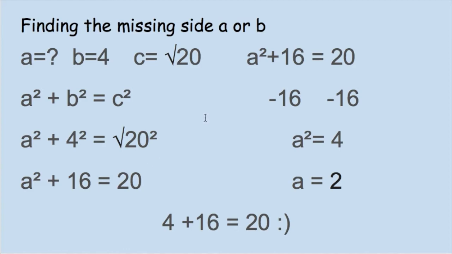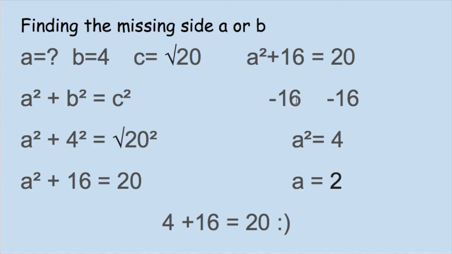So now we got to use that basic algebra we talked about before. I want to get the a squared by itself, so I have to get rid of the 16. In order to do this, I need to do the opposite of what's happening already. So the opposite of adding 16 would be subtracting 16. Whatever I do on one side of the equal sign, I also have to do on the other.